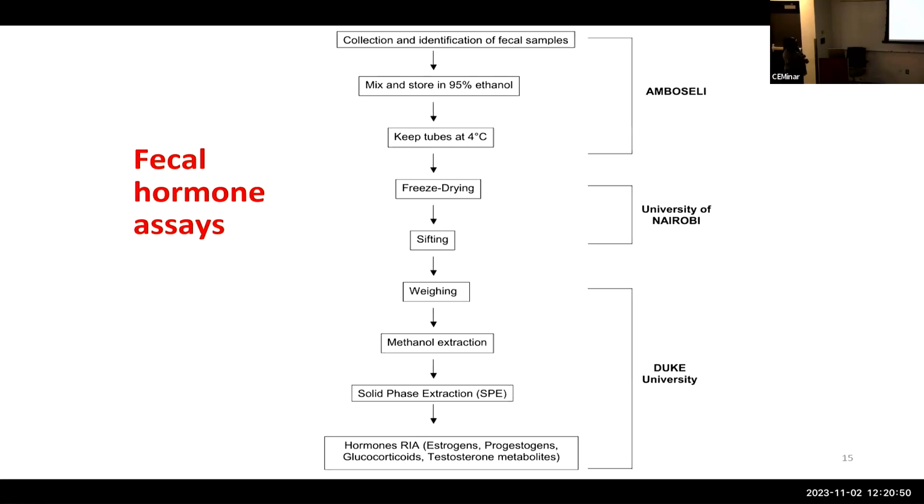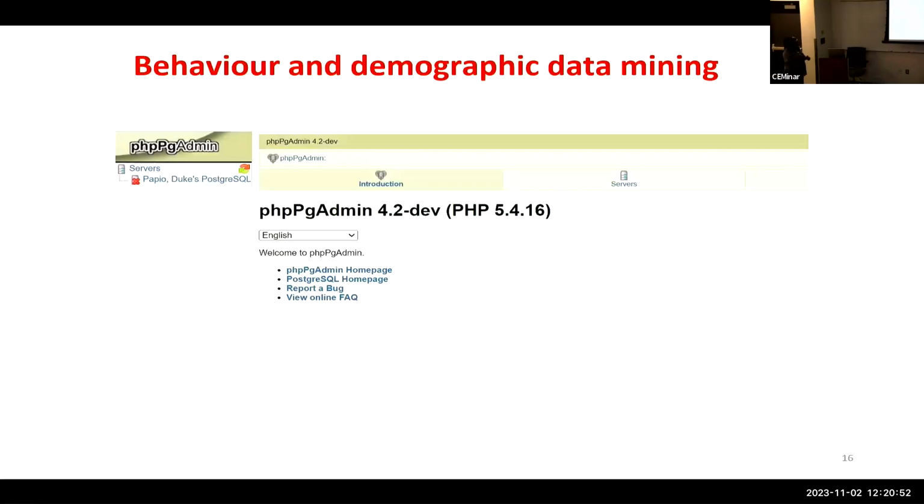Then also data mining. They have a fantastic database from which you can get all the demographic data: the age of the animal, anything else the animal has experienced, the behavior, the ranks over time, and even grooming. Because for each of these measures we were taking, we had to look back.